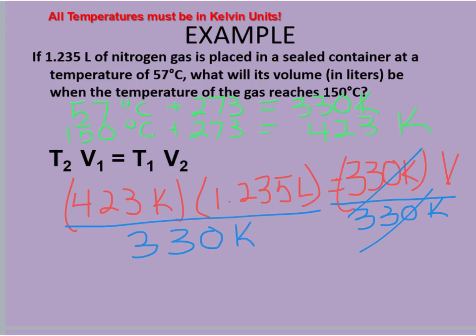So now you're going to take your calculator and you're going to take 423 times 1.235, divide by 330, and what do you get? Your kickout number, 1.583 liters. You'll notice that has more significant figures than everything that we see.